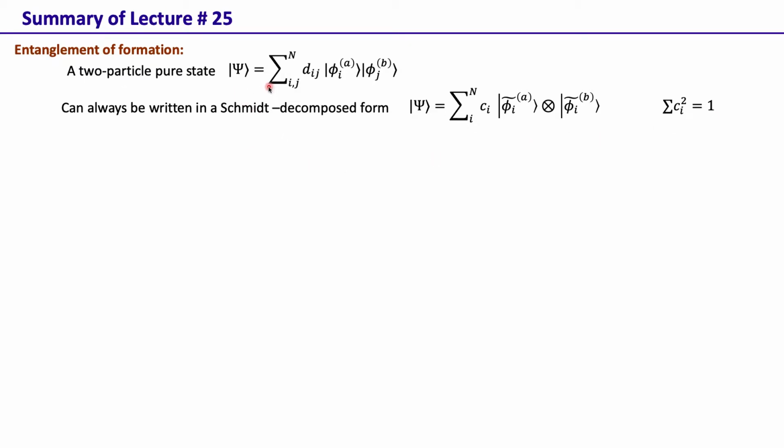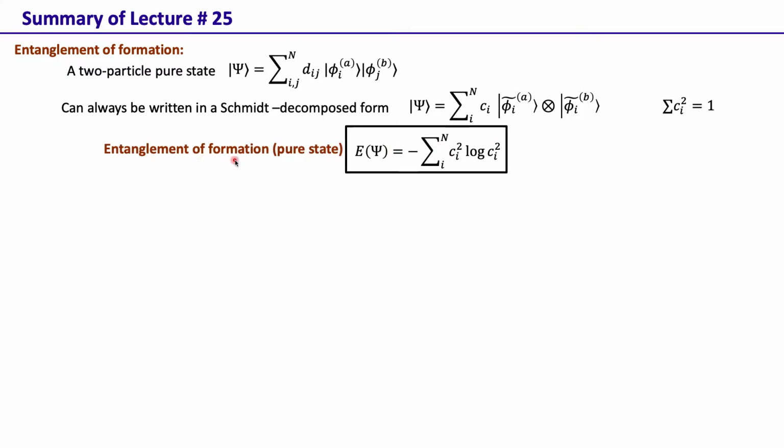So a two particle state, which is in general a double sum, can always be written in this form, and once it is expressed in this form, the entanglement of formation of a two particle pure state is given by this formula, which is minus the sum over i of c_i square log c_i square. This is for a two particle state in any dimension. Now what about a two particle mixed state? For a two particle mixed state, the entanglement of formation derivation goes like this.